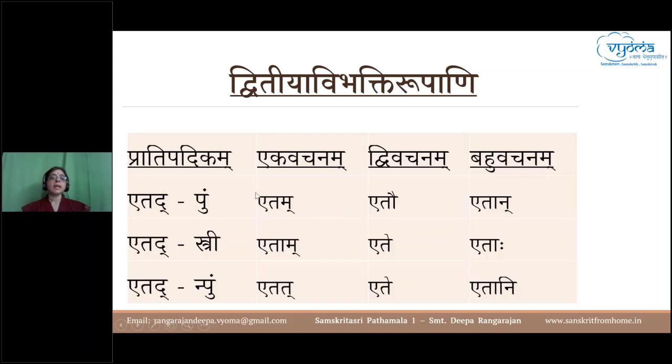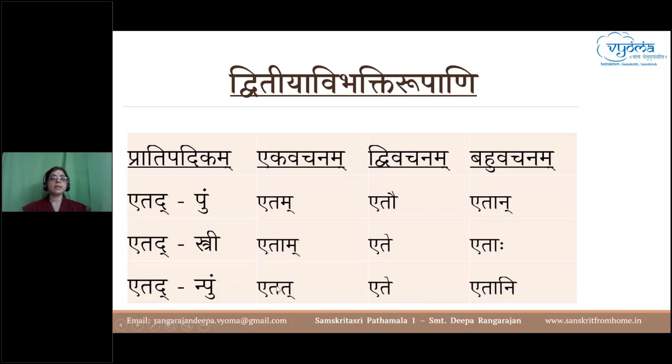Next, we have the Etad Shabda, which is very similar to the Tad Shabda. So, Eshaha Etau Ete becomes Etam Etau Etan for Pullinga. Then for Strilinga, Esha Ete Etaha becomes Etam Ete Etaha. If you notice here, it is exactly the same as the Tad Shabda, except that you're adding A in the beginning everywhere. So, Tam Tau Tan, Tam Te Taha, Tat Te Tani was for Tat Shabda. Etam Etau Etan, Etam Ete Etaha, Etat Ete Etani are for Etad Shabda.